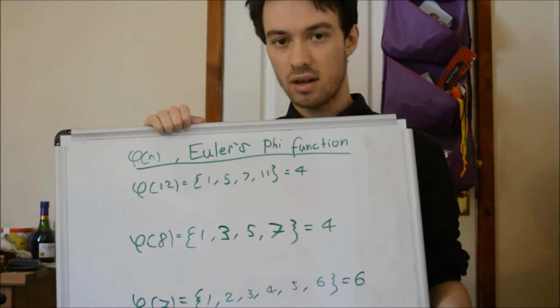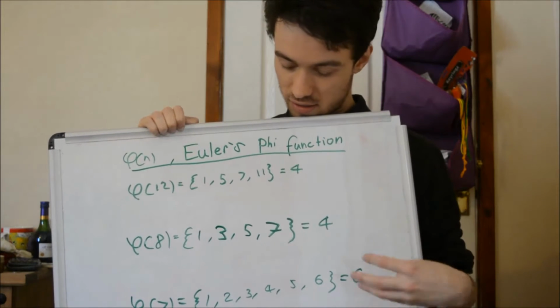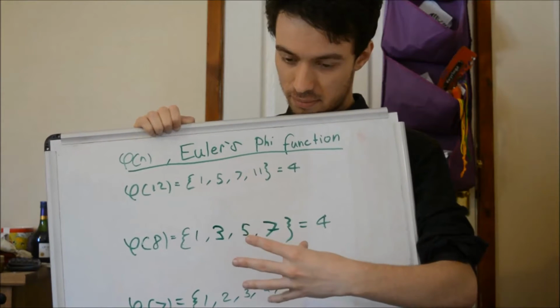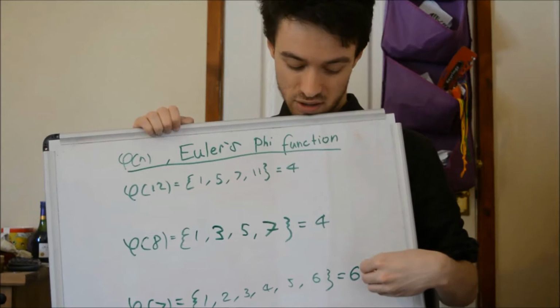And this happens for every prime, and it's very important, we'll look at this later, that every prime produces all the numbers less than it, so its phi function is 1 less than itself.